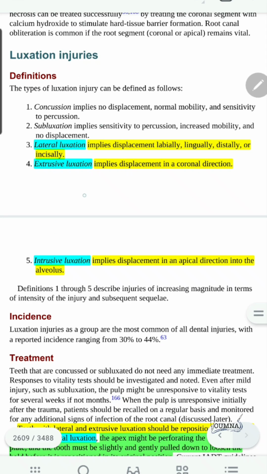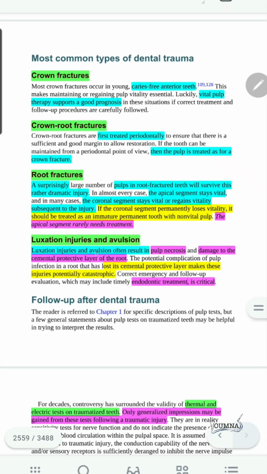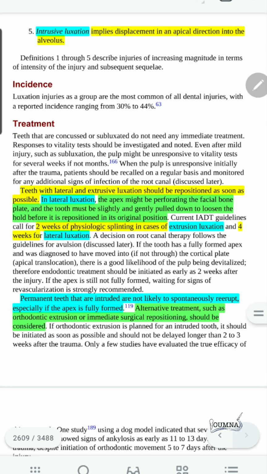Now let's discuss the luxation injuries. There are three types: the lateral luxation, the extrusive luxation, and the intrusive luxation. Often, luxation injuries result in a necrotic pulp because they damage the cementum and also the periodontal ligament. So, endodontic treatment is critical to prevent any resorption that may happen. Teeth with lateral and extrusive luxation should be repositioned as soon as possible. We do a splint for the lateral luxation for 4 weeks and 2 weeks for the extrusive luxation.